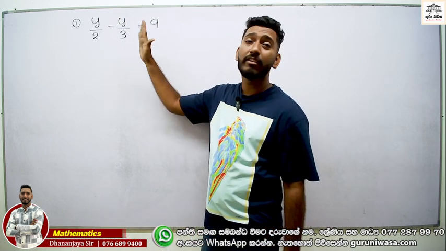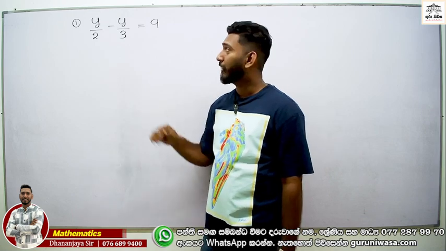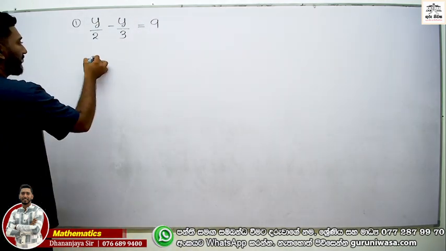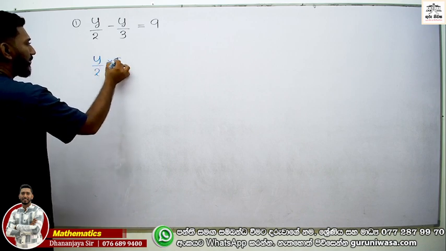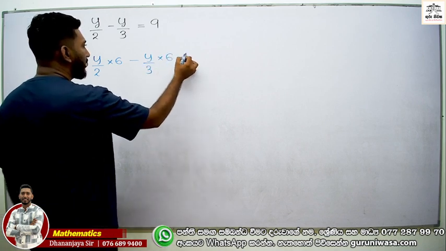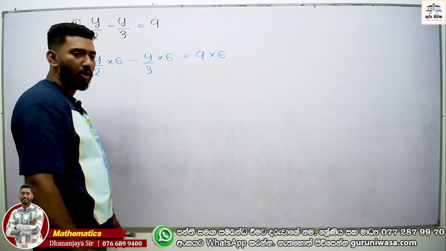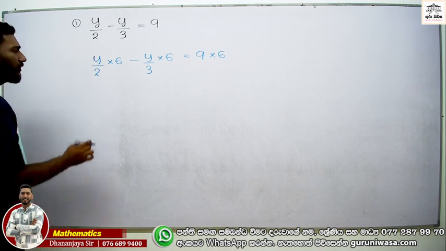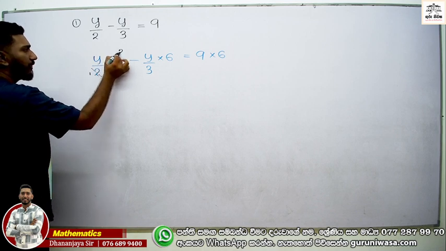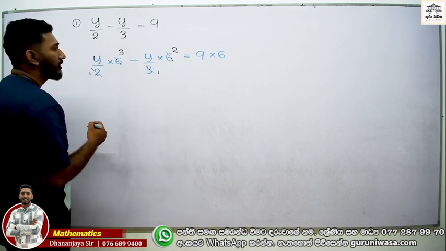Therefore, this is a first term, and this is a second term, and this is a third term. There are 3 terms in this equation. You need to multiply by the LCM of the denominators by the whole terms in this equation. Now I am going to multiply. How? Like this. y over 2 multiply by 6 minus y over 3 multiply by 6 equal 9 multiplied by 6. You need to multiply all terms in this equation. Now look at this. 2 times 1, 2 times 3. 3 times 1, 3 times 2. That's it.